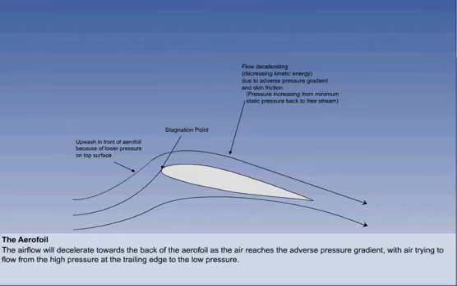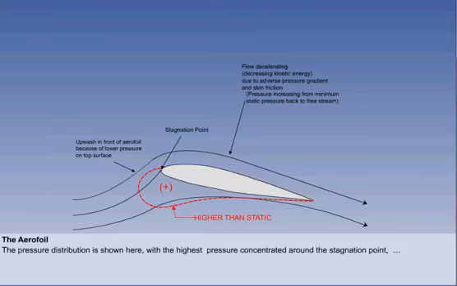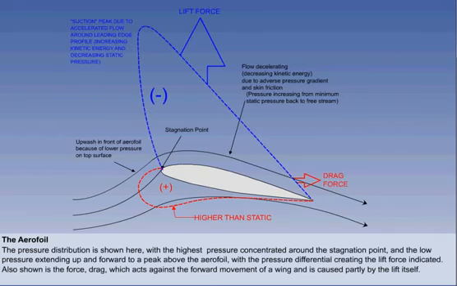The pressure distribution is shown here, with the highest pressure concentrated around the stagnation point, and the low pressure extending up and forward to a peak above the aerofoil, with the pressure differential creating the lift force indicated. Also shown is the force, drag, which acts against the forward movement of a wing and is caused partly by the lift itself. Lift and drag are fully covered in subsequent lessons in the syllabus.